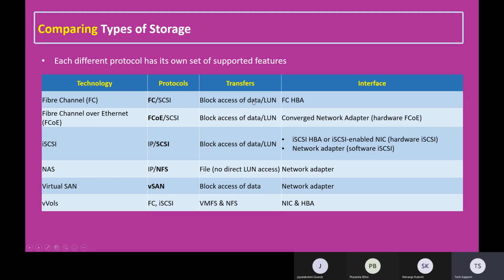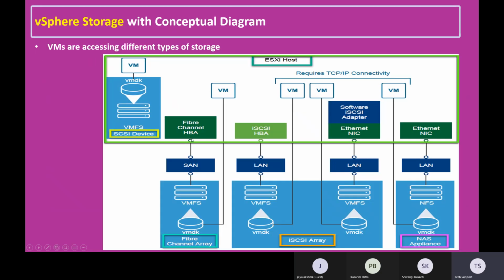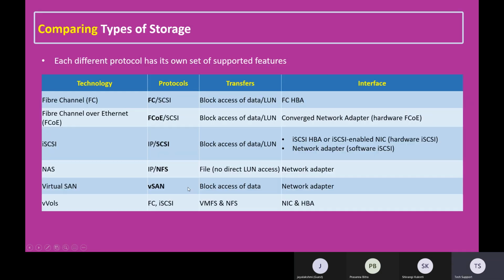So block access of data, where the data is stored directly on a LUN. LUN means logical unit number. And the interface, just now we discussed the main interface for FC SAN. The interface name is Fibre Channel HBA card. We need a Fibre Channel HBA card to access the FC SAN. And now FCoE. FCoE means Fibre Channel over Ethernet.